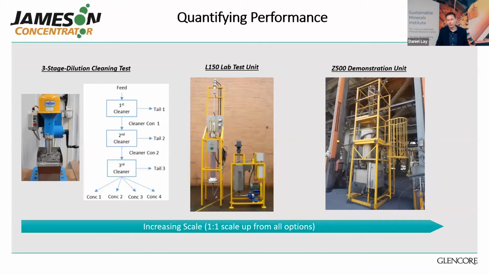In a Jameson cell, we have a different approach, an approach which does not rely on any scale-up factors. What you get in the test work is what you get at full scale. And we do this by establishing the grade recovery curve of a given material. We have several means of doing this. First, we can apply a dilution cleaning test, where we float the material multiple times to simulate the effect of removing entrainment.